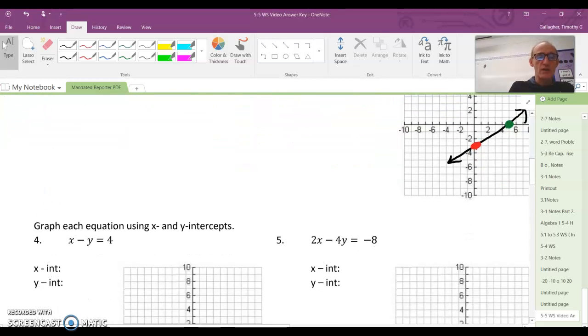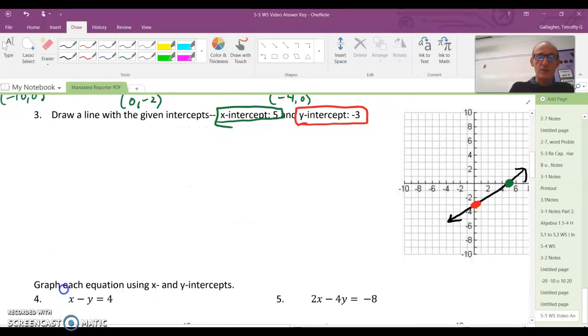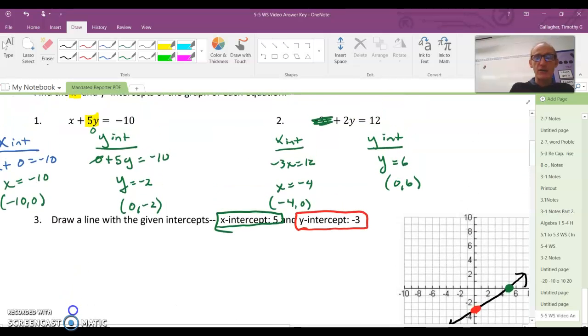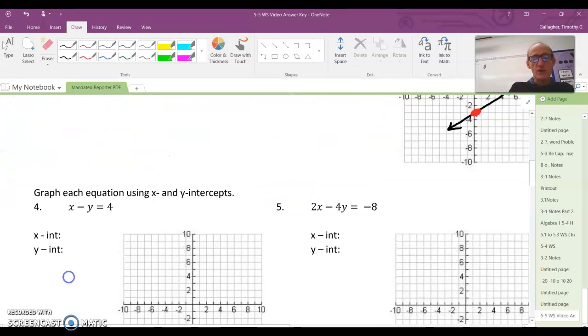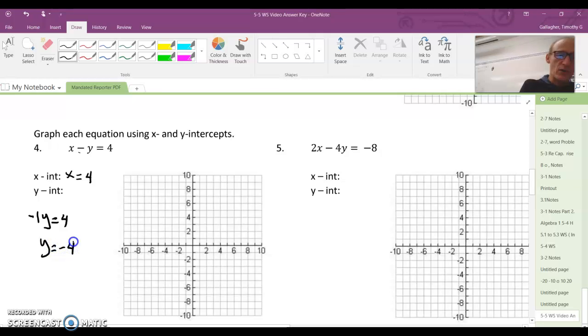Problem 4, it says graph each equation using the x and y intercept. So we have to combine the first 3 questions to get this done. Now for the x-intercept, you're going to cover up the y, and you get x equals 4. Okay? And to figure out the y-intercept, negative 1y equals 4, so y equals negative 4.